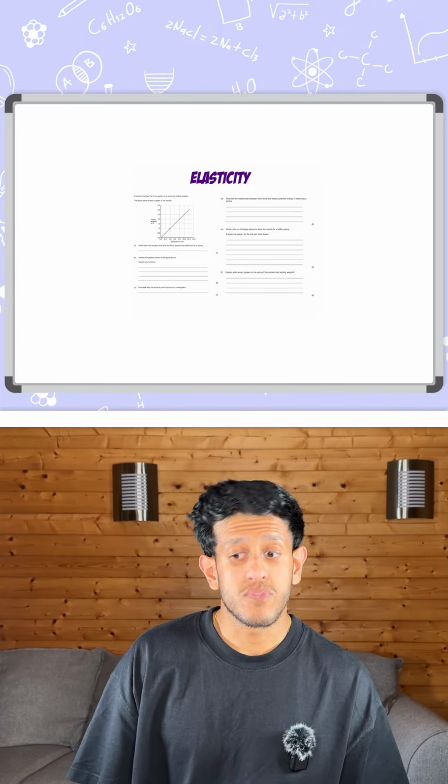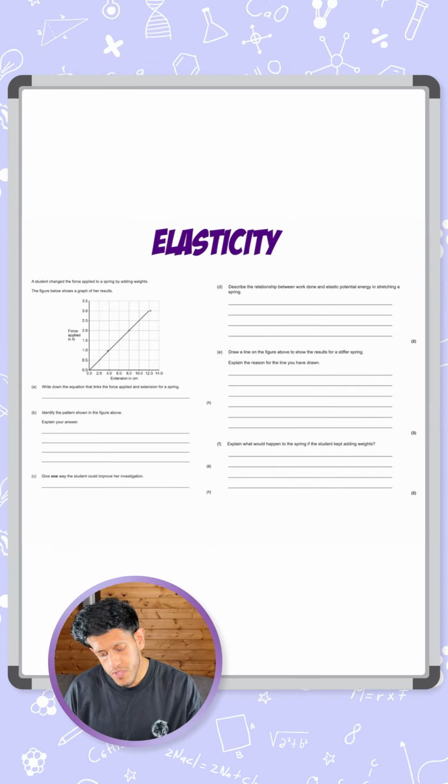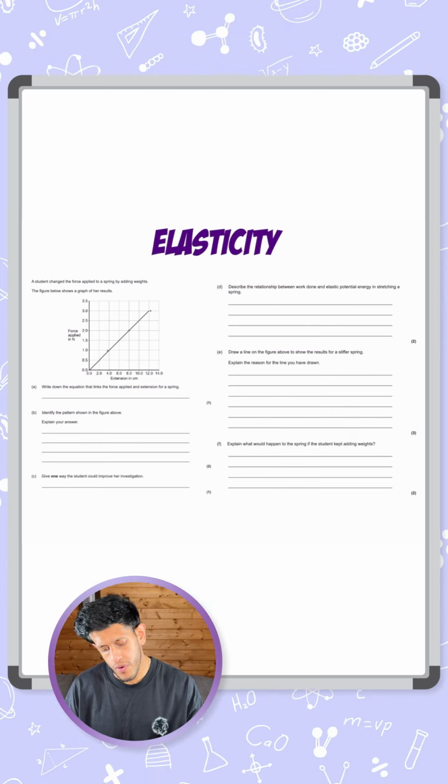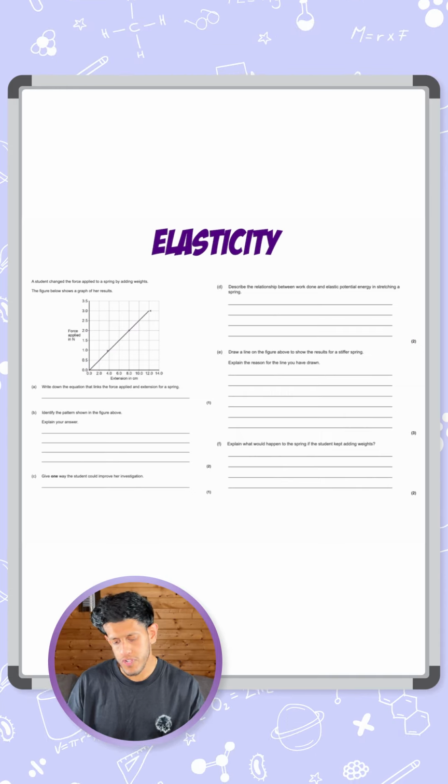Alright, so let's take a look at this question. It's quite a big one on elasticity. So it says a student changed the force applied to a spring by adding weights. The figure below shows a graph of her results. Write down the equation that links the force applied and the extension for a spring.